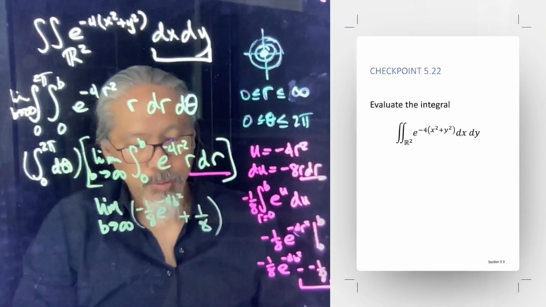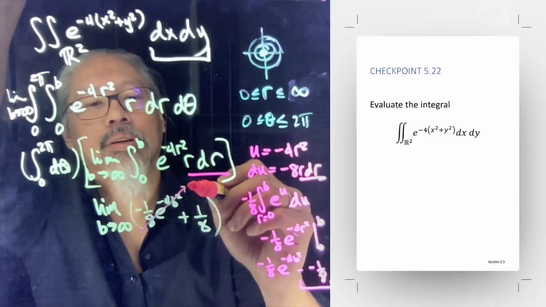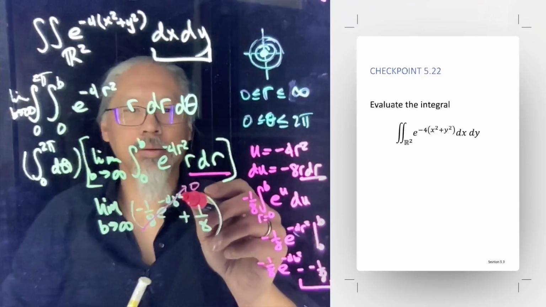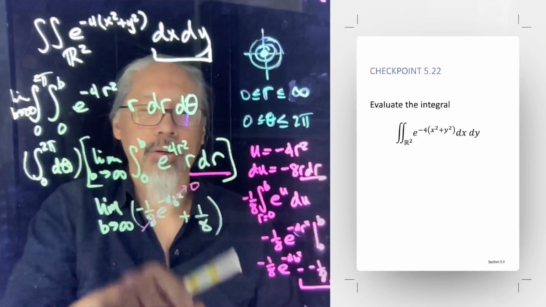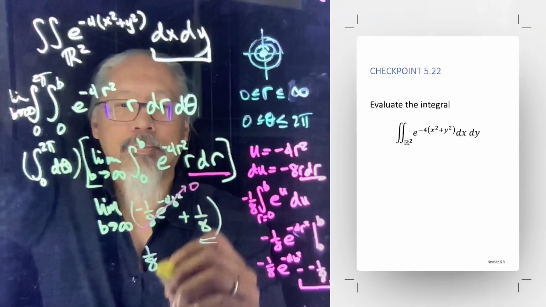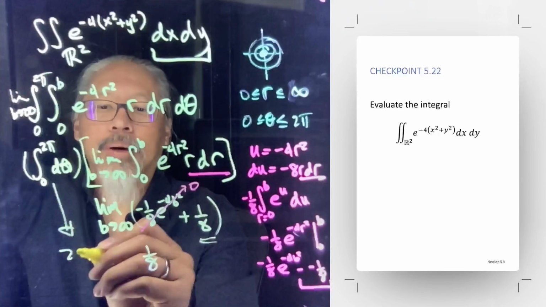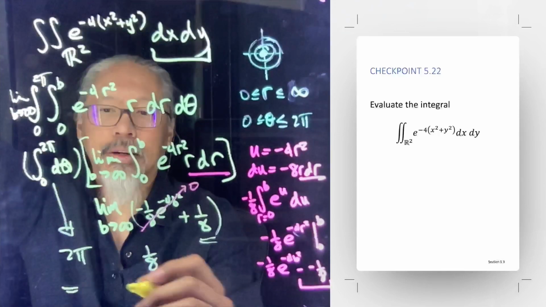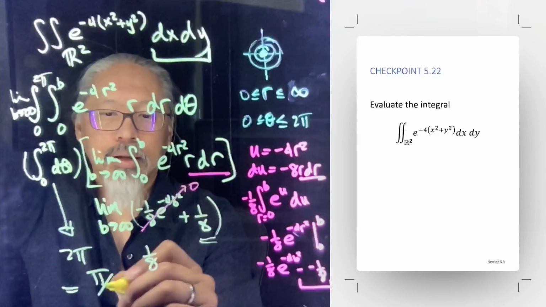If we take that limit, this is just going to go off to 0, because e to the minus infinity will go to 0, and this will just leave us with 1/8. Okay, remember that we got 2 pi for this, and so your final result is 2 pi times 1/8, which is going to be pi over 4.